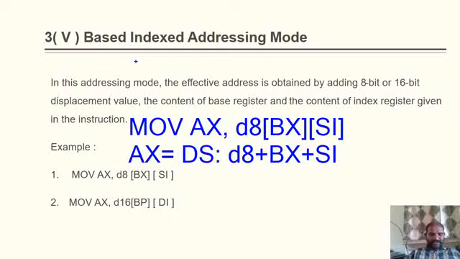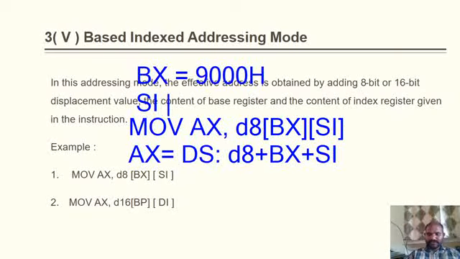For example, I am assuming that we fixed the BX value as 9000H. Let me fix this. What is the SI value? SI value as 0400H. I'm not taking big numbers because you may get confused. I could take other numbers like 100, but I don't know how many of you would follow. So as it is a startup class, I'm going to take a simple value, 0400H.